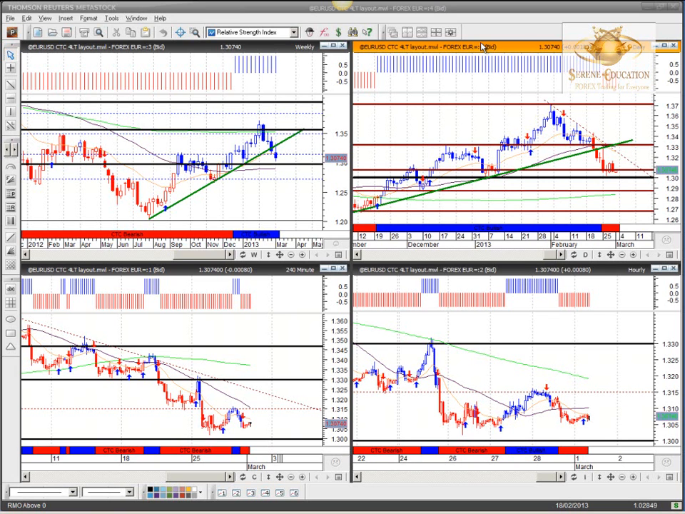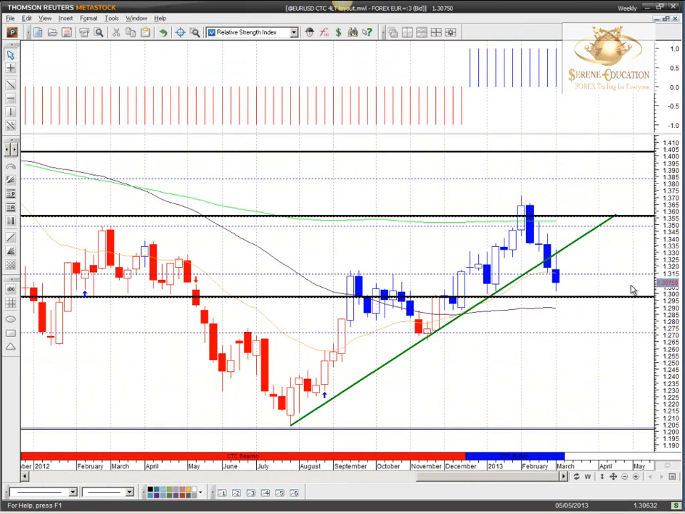I'm going to just crack on and do an update for the end of week on the 4 majors, starting with Euro against US dollar. Let's have a look at the weekly to see what's been happening.